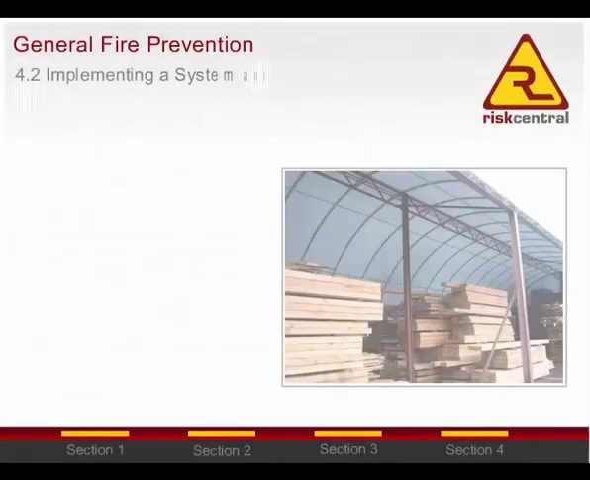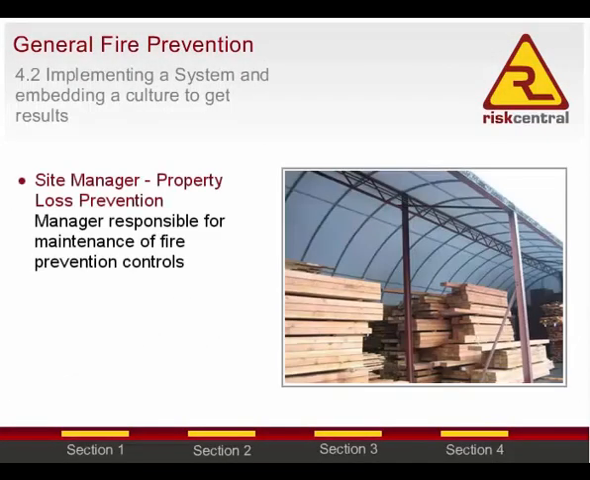A manager or supervisor with authority to correct deficiencies should be made responsible for maintaining fire prevention controls at each site. For example, site manager, property loss prevention. That is, someone should be responsible for ensuring that area managers are maintaining controls. Self-inspection checklists, defect reports, should be completed and reviewed by the site manager. Defects should be rectified and larger problems should be escalated to higher levels in the organisation. Reports should be kept on record as proof of due diligence.